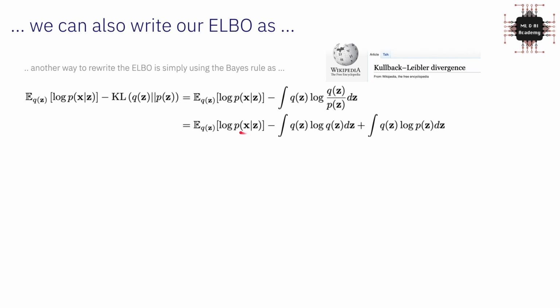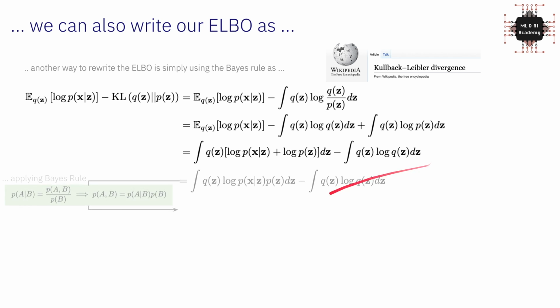And then you end up with E_Q log P of X given Z minus the integral of Q of Z log Q plus Q of Z log P. Again, all I've done here is say that log of A over B is log of A minus log of B. Then notice that log of P of X given Z and log of P of Z can be put together, where we took Q of Z as a common factor. Remember that the expectation is nothing but the integral of Q of Z log P of X given Z. Now we have another integral of Q of Z log of P of Z, and therefore you can take Q of Z as a common factor. And then this is minus the integral of Q of Z log Q of Z.